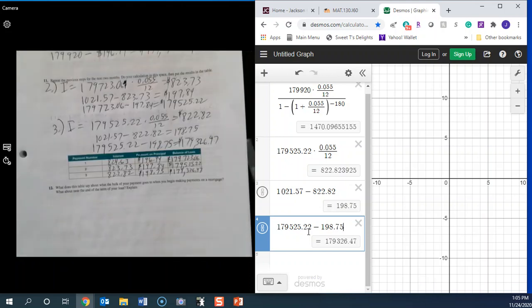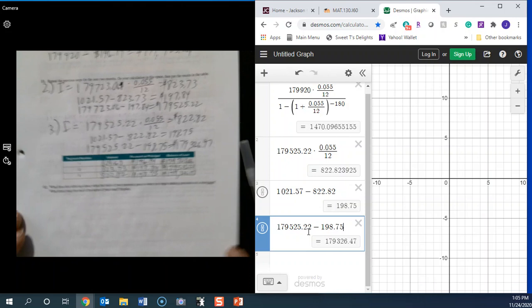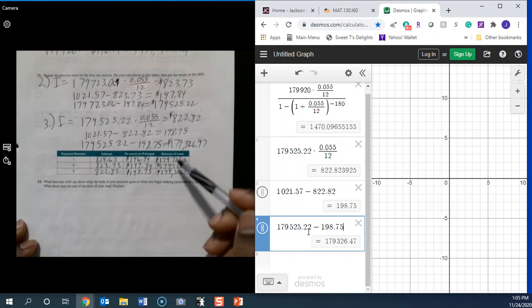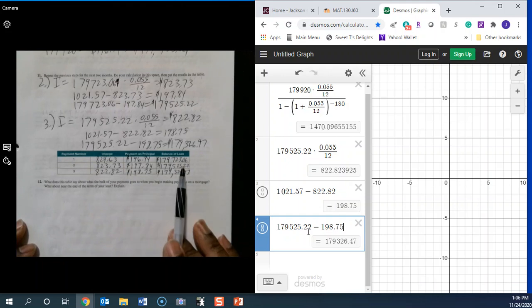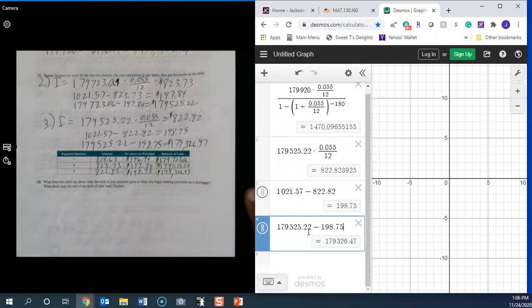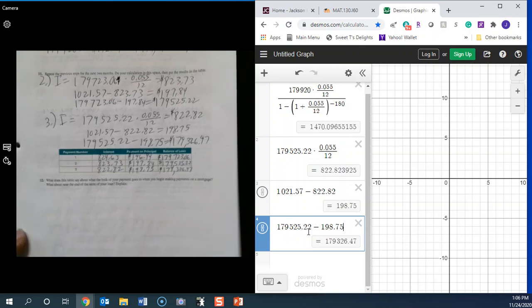All right, now number 12. Well, before we go to number 12, if you notice, these values were going down. Each month, more is going to the principal, which is making the loan go down. It says number 12, what does this table say about what the bulk of your payment goes to when you begin making payments on a mortgage? What about near the end of the term of your loan?